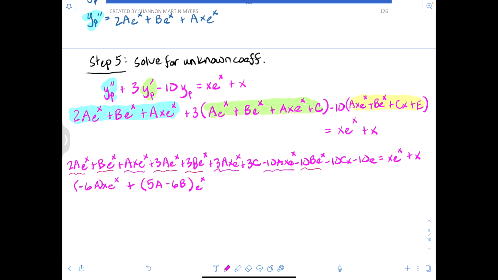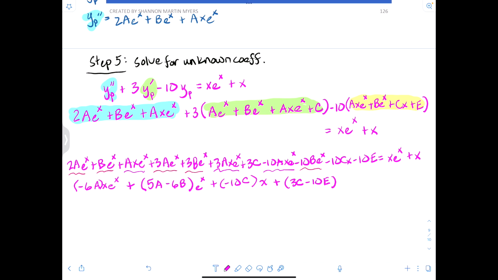All right, now what else do we have? We have the x term, and I think there's only one x term. So we'll have plus negative 10 times c times x. And then when we combine the constant terms, we'll have plus 3c minus 10, and this is an uppercase E, sorry, 10e.